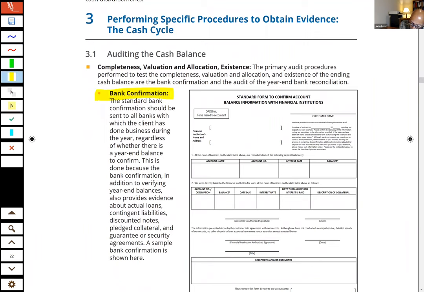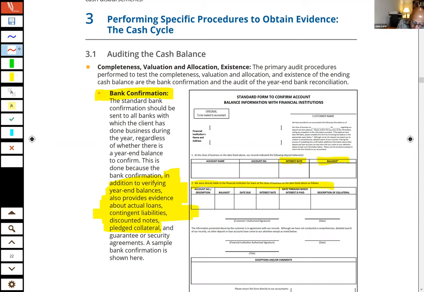And you're asking the bank to tell you, how much is in this bank account? And you ask them about the interest rate, because you can also use that to calculate any interest revenue. But the part of the bank confirmation that maybe we don't think about as much is, in addition to verifying the year-end balances, you can also ask about any loans or pledged collateral, et cetera.